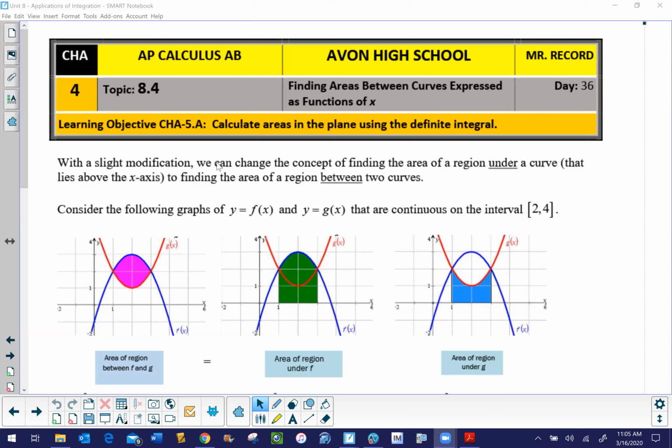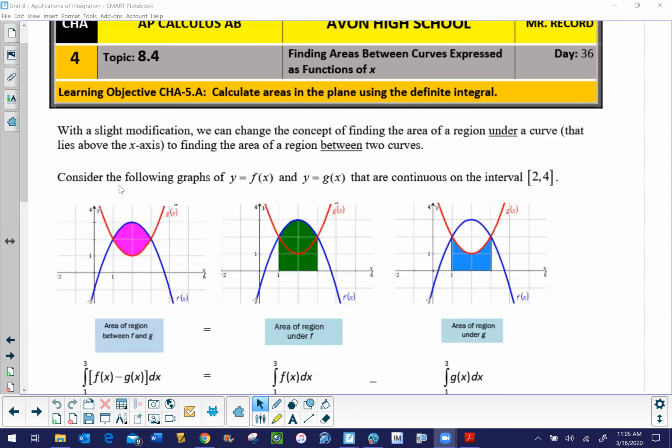As you can see in the diagram here, we've got a couple of curves, an f of x and a g of x. F is denoted by the blue function, g is the red function. And ultimately, our goal is to do what's going on really in this first picture, right? Finding the area of that pink shaded region.